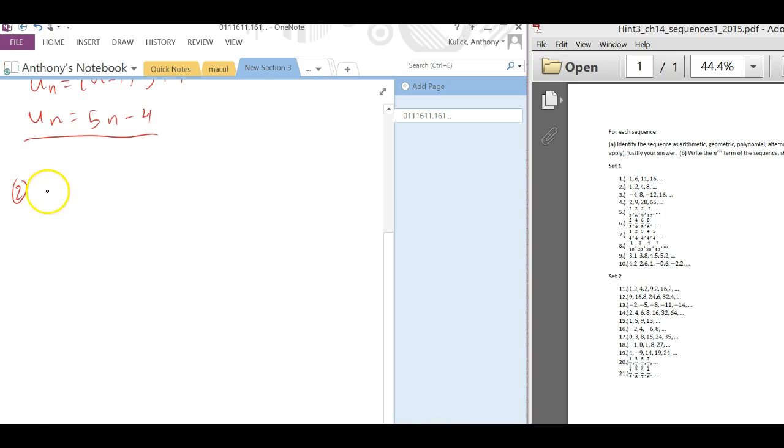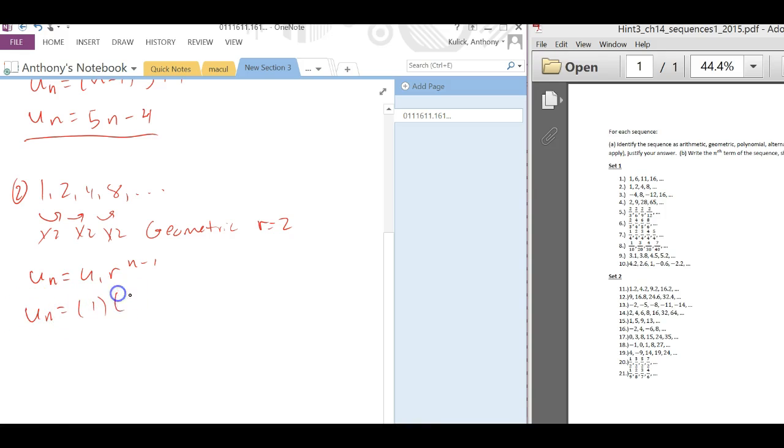For 2, I have the sequence 1, 2, 4, 8. And I notice here, if I look carefully, this is a geometric sequence. Notice each term is being multiplied by 2. In addition, it tells me the common ratio is 2. So if I take the formula for a geometric sequence, u sub n equals u sub 1 times r to the n minus 1, and I plug in, well, the first term is 1, common ratio is 2, and if I simplify that down, I get u sub n equals 2 to the n minus 1.